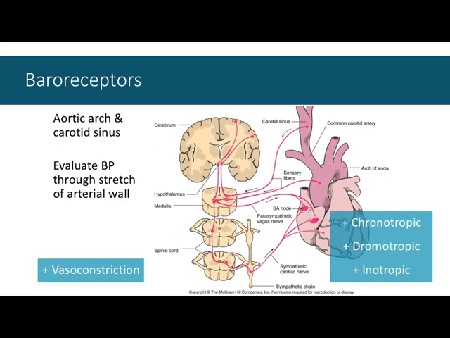Okay. The dromotropic effect is the speed of action potential. So chrono is like to the SA node, and then dromo is SA to the rest of the heart. Yeah. Okay. Yeah.